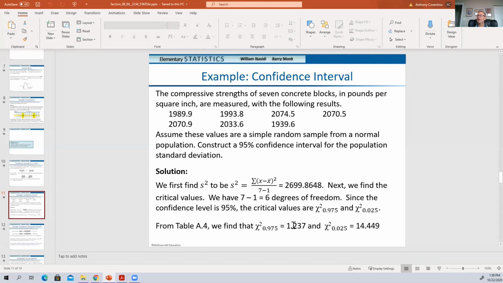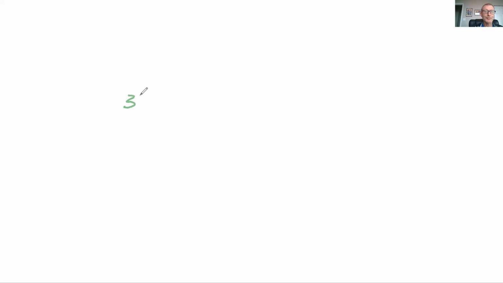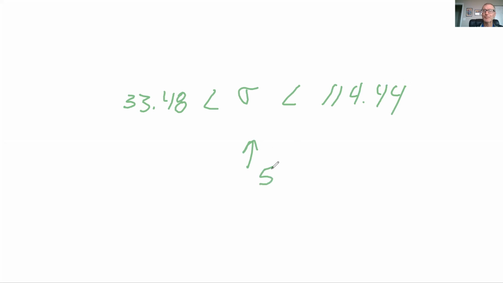So let's go back. Here is our variance, right? 2699 and some change. If you took the square root of that, you would get our standard deviation, which is almost 52 and ends up being 51.96. So if I pull up the whiteboard here, first time in this lecture, right? Our extremes are 33.48 at the bottom, and then it would be less than standard deviation and less than 114.44. But what was the value that we calculated from our sample? The standard deviation was 51.96.